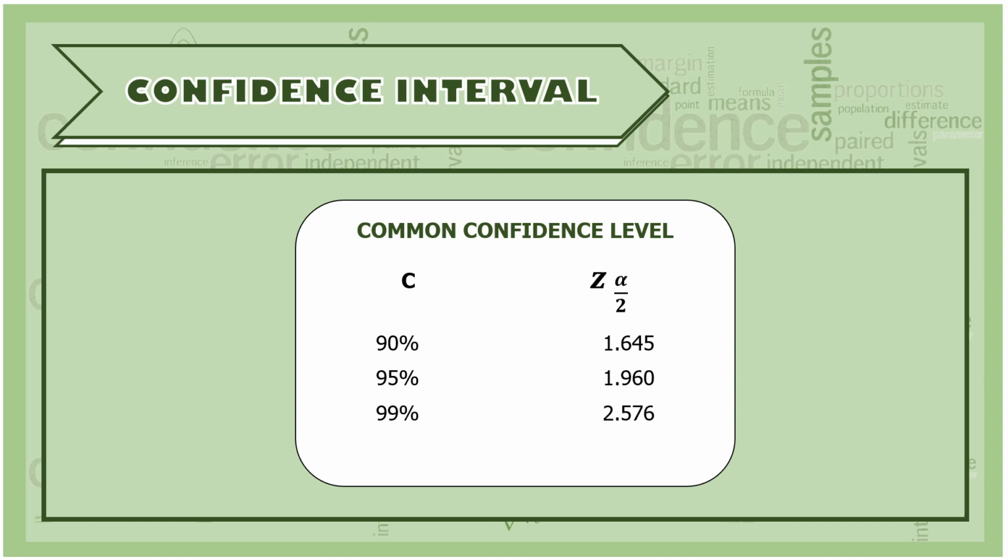There are three common confidence levels, which are 90%, 95%, and 99%. The critical value of 90% is 1.645, 95% is 1.960, and 99% is 2.576. They are common confidence level because they are commonly agreed to be used by most statisticians and data analysts.